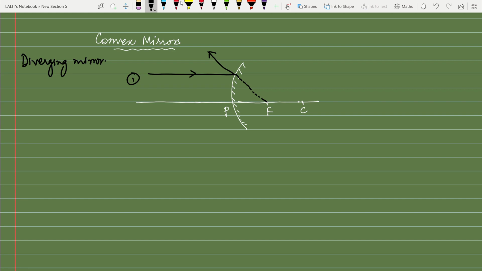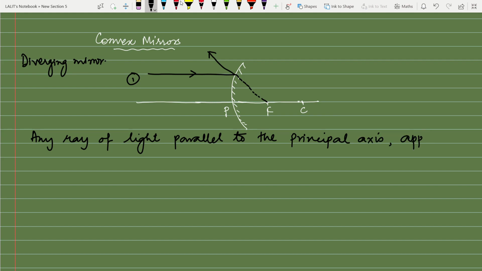So any ray of light, rule number 1 says, any ray of light parallel to the principal axis appears to pass through the focus after reflection. This is rule number 1. Let us come to rule number 2.